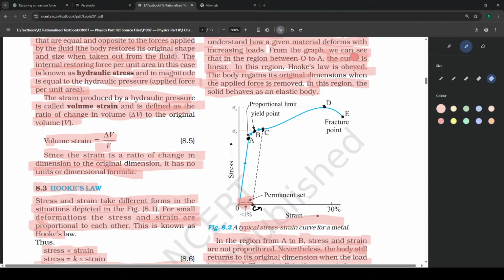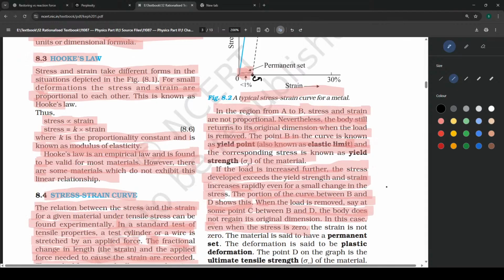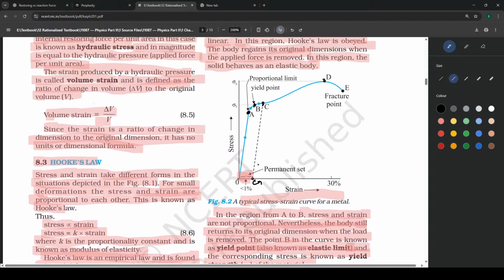As for before that, that is a point C between B and D, that is the yield strength point or the yield point or the elastic limit, and the proportional limit. Between these two points, at point C, let's assume after crossing the elastic limit we remove the stress, that is, we remove the applied force on the body. Let's assume we did that. But after we remove it, the body will not come back to its original point. It will not come back to its original dimensions.